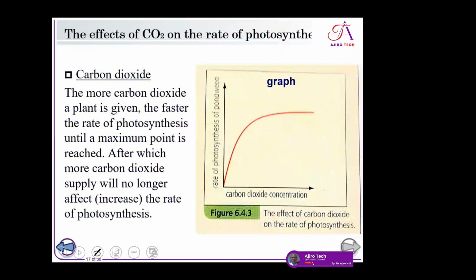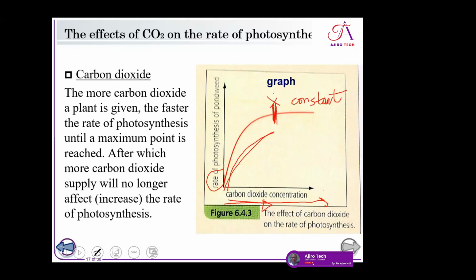Look at this graph. At the start, what do you notice is happening as far as the rate of photosynthesis is concerned? As carbon dioxide concentration is increasing, what happens to the rate of photosynthesis? As we increase carbon dioxide concentration this way, the rate is also increasing. But at this point, what happens to the rate of photosynthesis? After this point, it stops increasing and it stays constant.